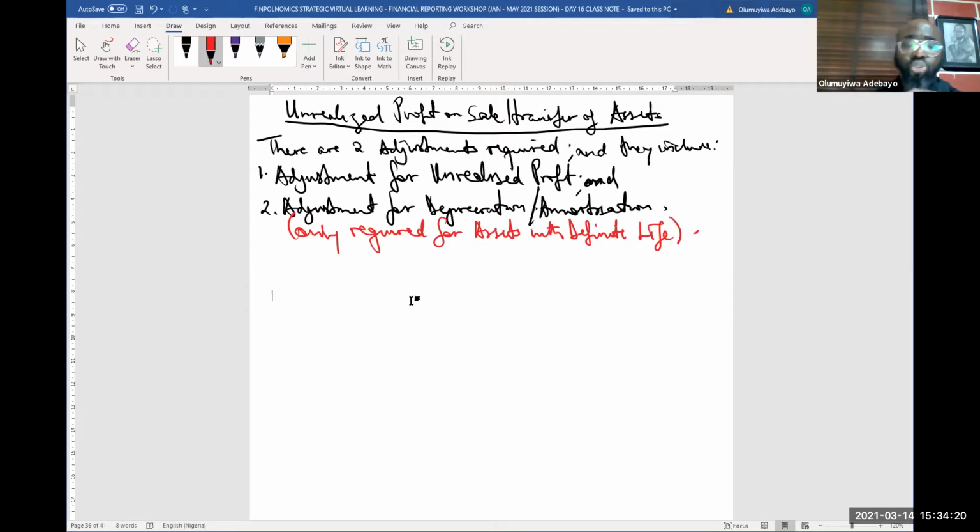Now, to continue in that trajectory, we are going to look at a practical illustration from our text.